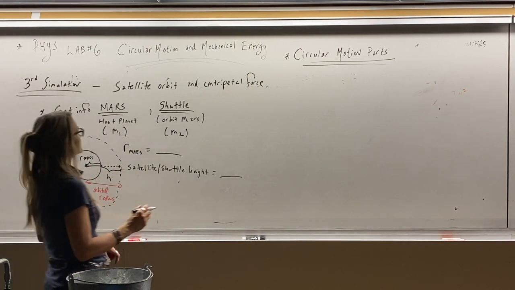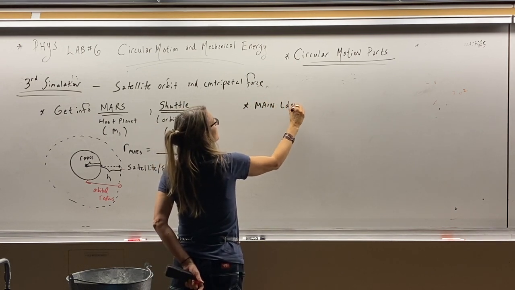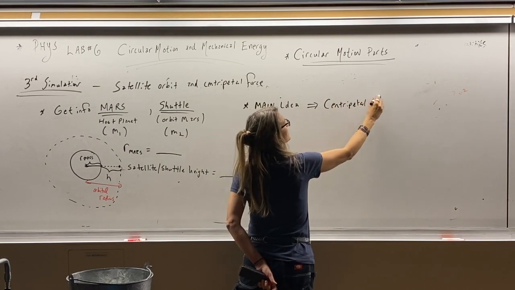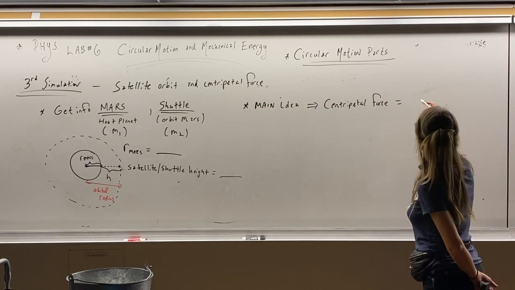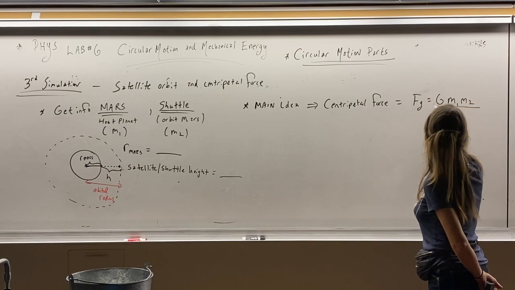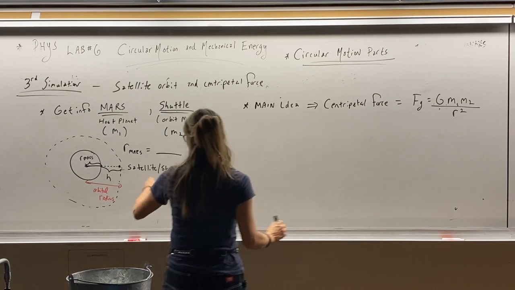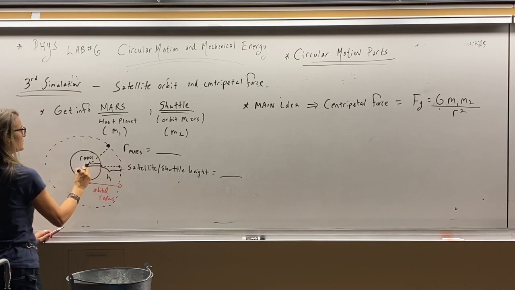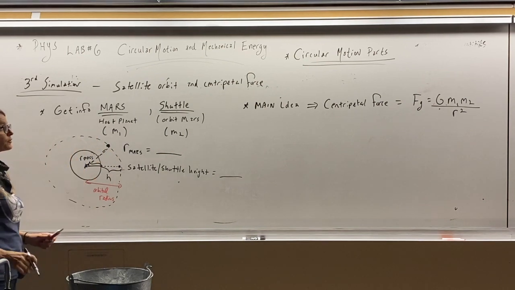Okay? And the main idea here is that the centripetal force equals gravity, right? The universal law of gravity, which is capital G M1 M2 over R squared. Newton's universal law of gravity. So what we do in this case is we have to identify, if we have the shuttle going around here in orbit, a radial path and the center and all the forces acting on it.